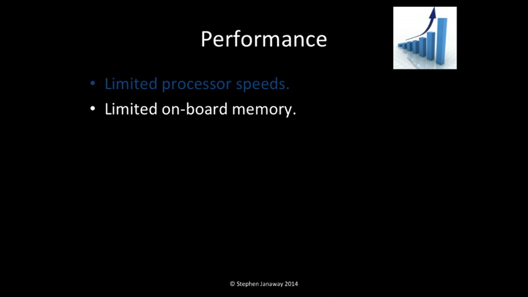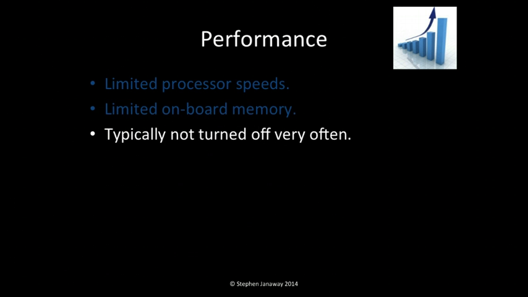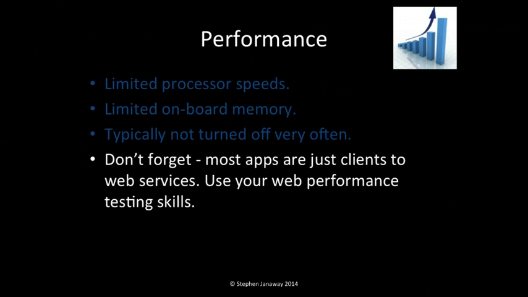Because from a performance perspective, mobiles are limited. Their processor speeds are limited. They have limited onboard memory. Another very important point is that they're typically not turned off very often. Consequently, memory leaks in applications become very visible. So make sure you do some kind of long-term app tests for an application, because you don't want to be getting that feedback from customers a couple of weeks after launching.